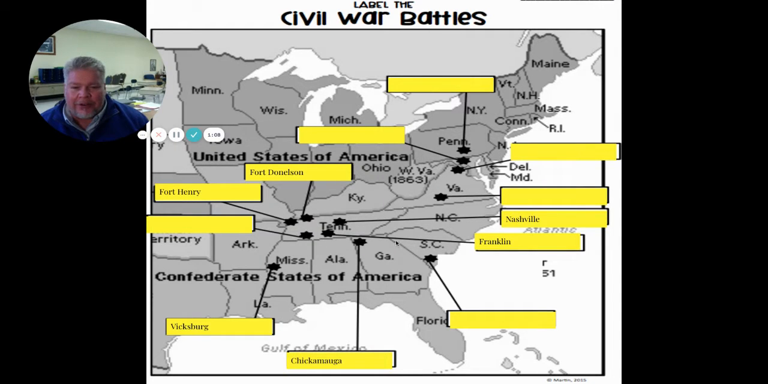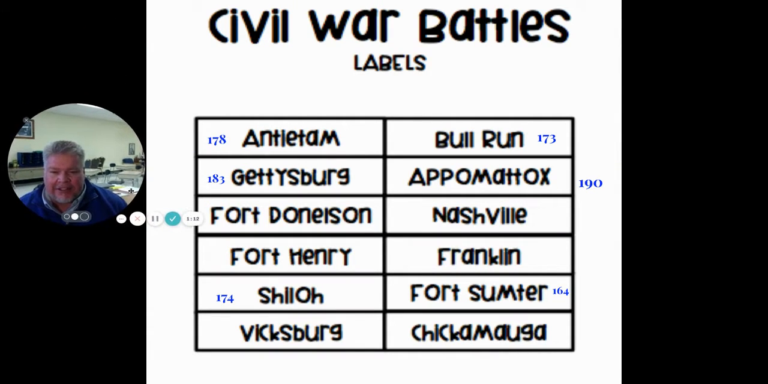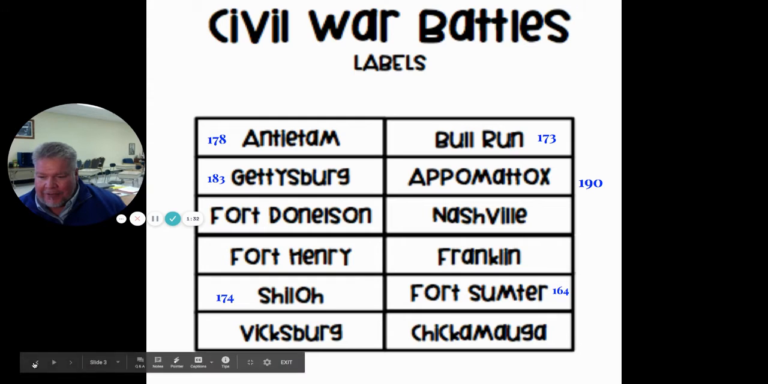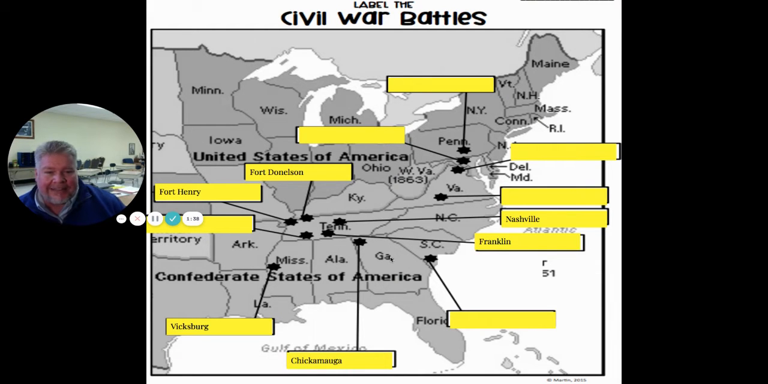Now if you'll look at the next slide, you see the 6 that you have to do have these numbers beside them. What do you think these numbers might be? These numbers are the page number in your textbook that you can look on to find the information that you're going to need. So if you need to know where Antietam was, you're going to look on page 178 to find where Antietam was.